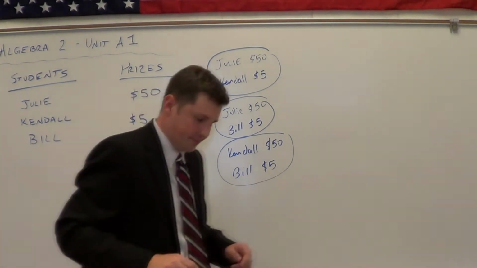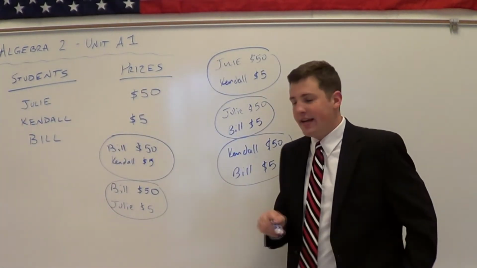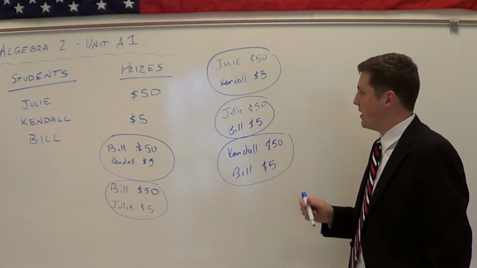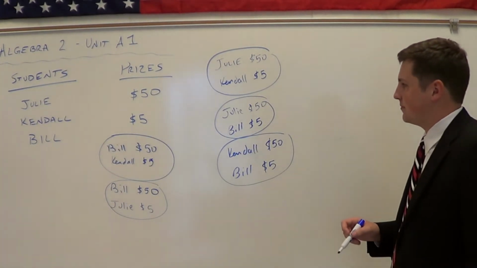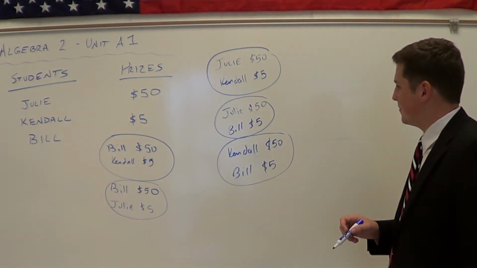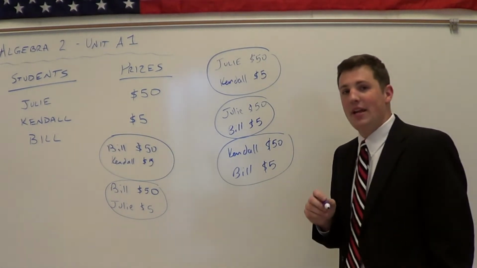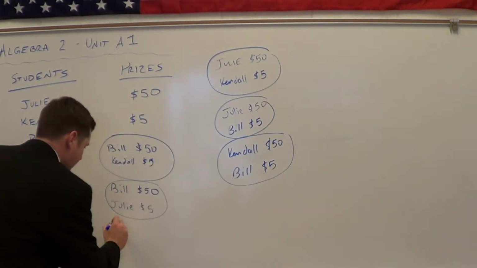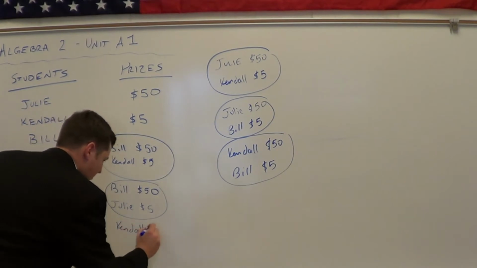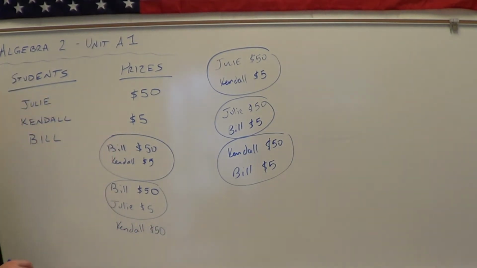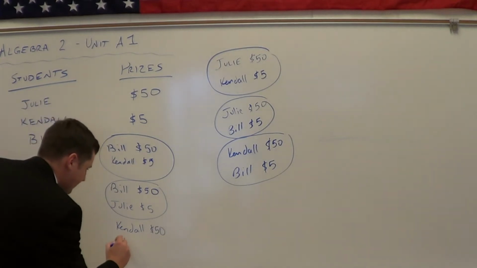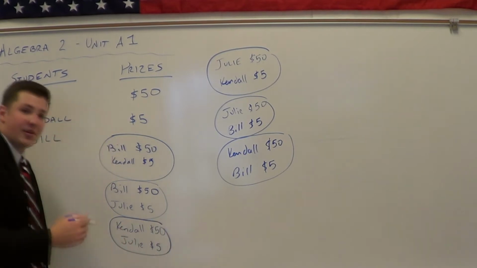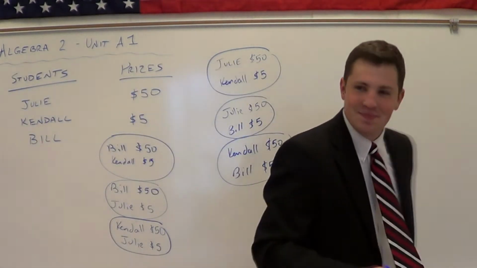There's one more missing. Pause the video right now and see if you can figure out which combination is missing. The last combination that we haven't seen yet is if Kendall gets the $50 and Julie gets $5. If you're able to find that, give yourself a round of applause.